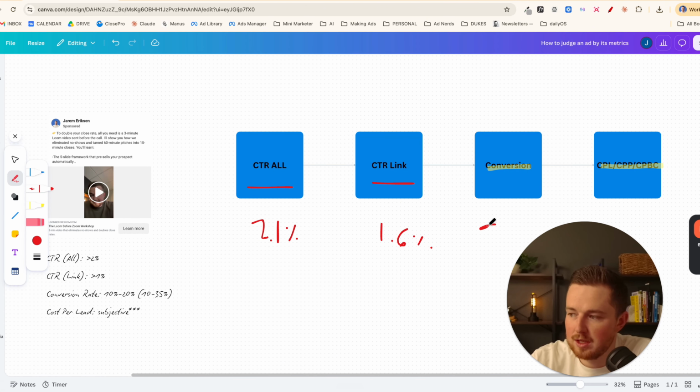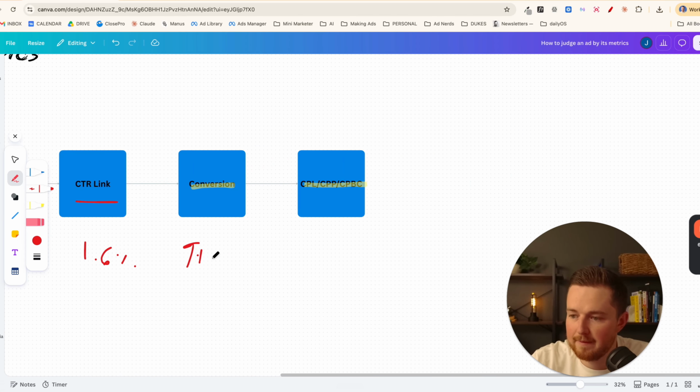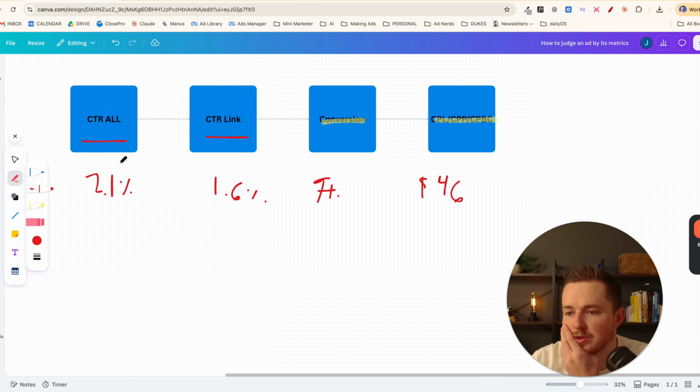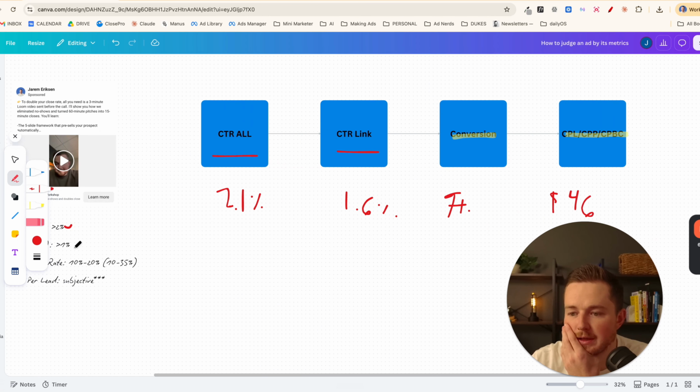1.6%, 7%, that's a 7 out of 9. And let's say our cost per lead. Okay, terrible drawing, you get the idea. So 2.1%, okay, yes, that's above KPI, above 1% on our click-through rate link. And then our conversion rate is a little bit low, 7%.